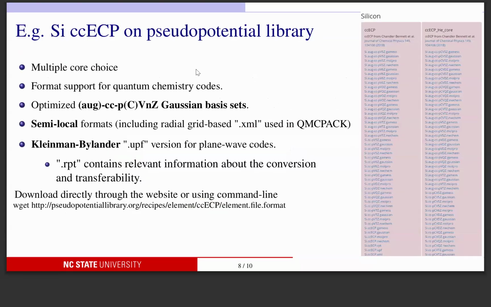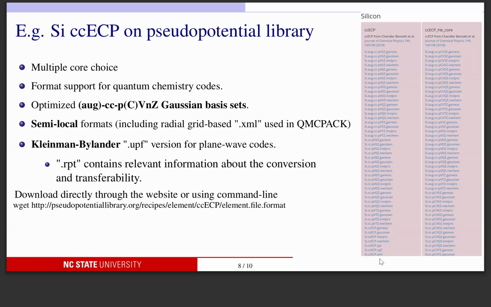If you go into one of the elements, what you'd usually see is that sometimes we add multiple core choices for an element. So this is silicon, and we have multiple core options that would serve different applications more or less. We also offer format support for the quantum chemistry codes, especially the ones integrated with QMCPACK. We include optimized correlation consistent Gaussian basis sets, up to 6 zeta sometimes.